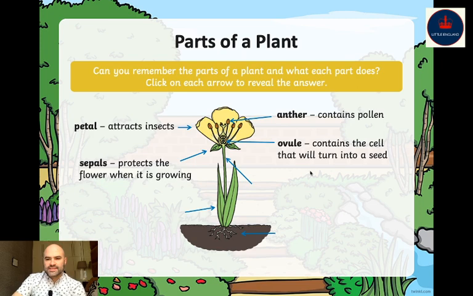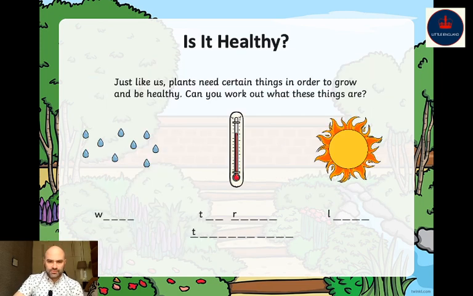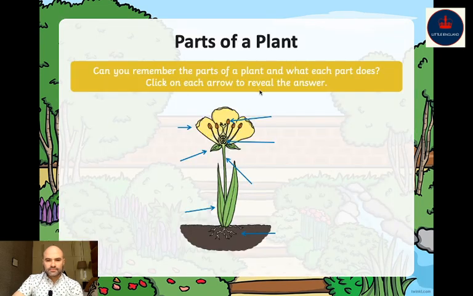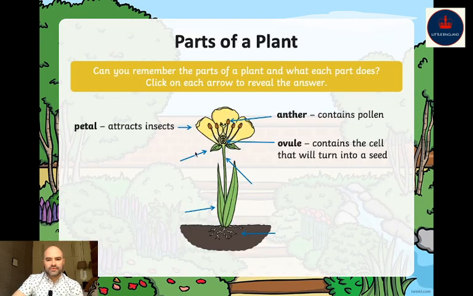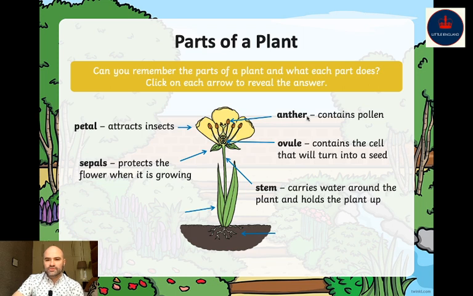So an ovule contains the cell that will turn into a seed. Whoops, there's still more to go. I'm sorry, I just skipped a little bit. Let's catch back up. Okay, so we have ovule, anther, petal, sepals, and stem. So this thing here is a stem.